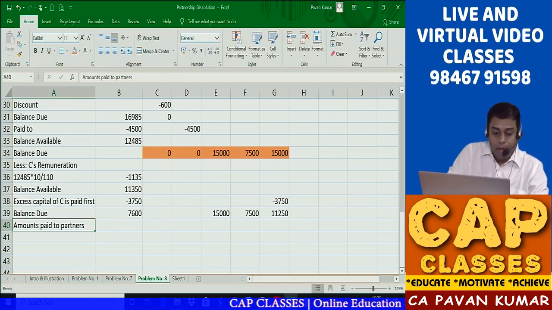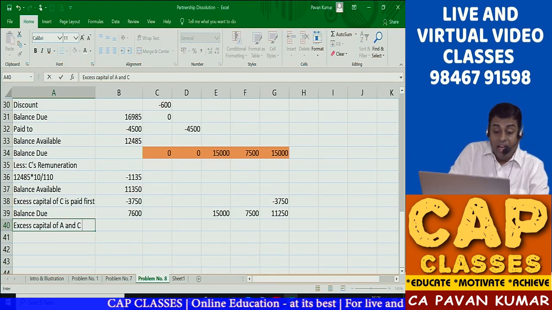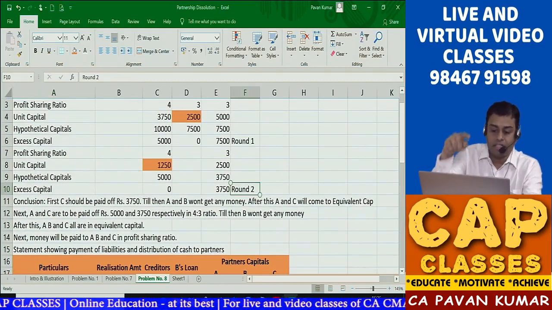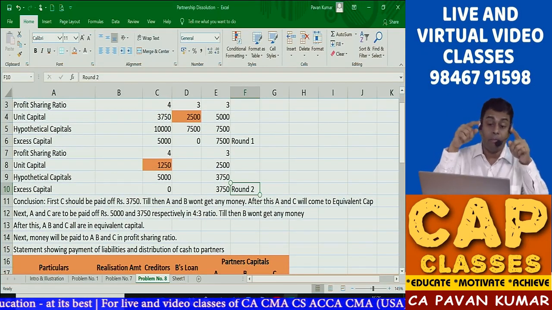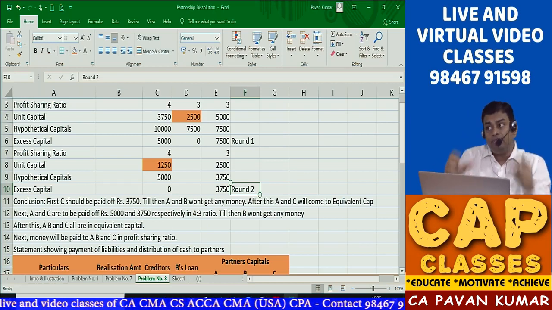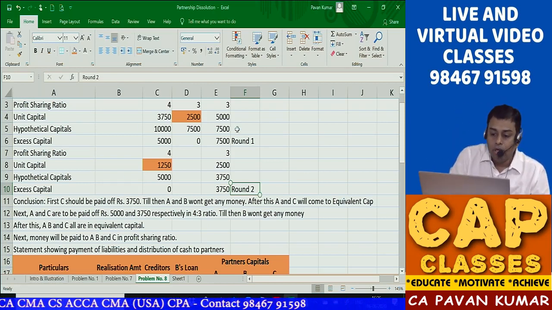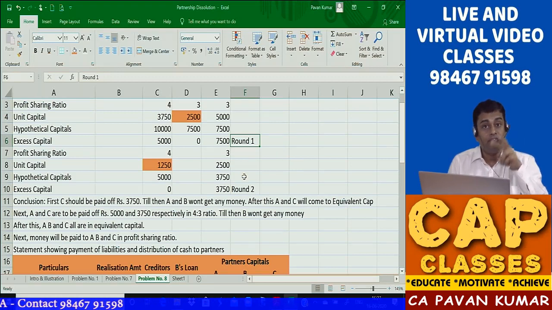Now whose excess capital? Excess capital of A and C is paid now. If you observe, round 2 is paid first. Round 2 is higher excess capital. A has excess capital, C has excess capital, but out of these two, who has higher excess capital? C. So that is paid first. So how much do you need to pay? 3,750 to C, 5,000 rupees to A.